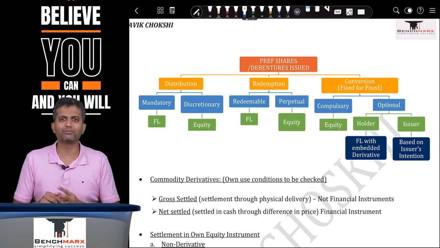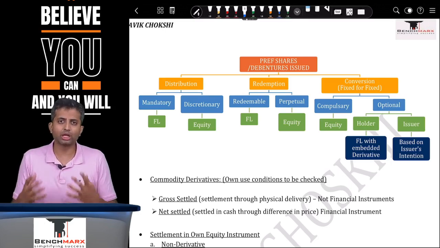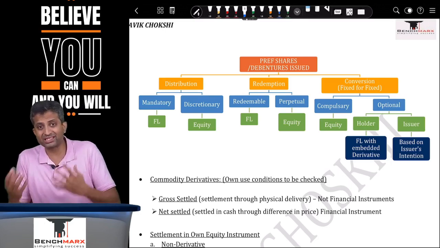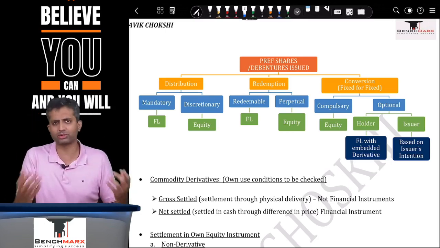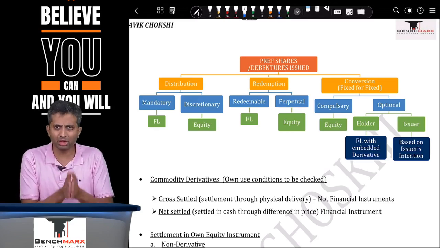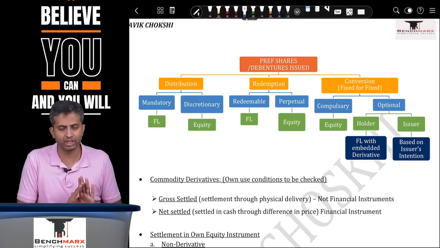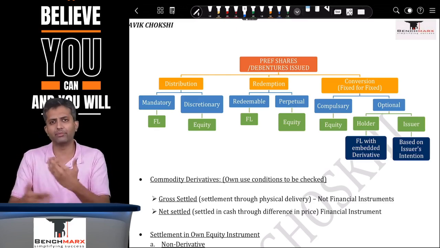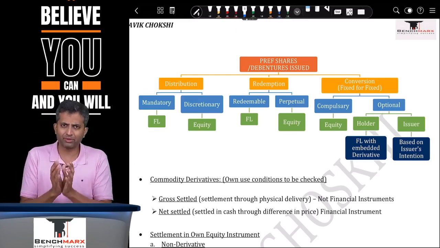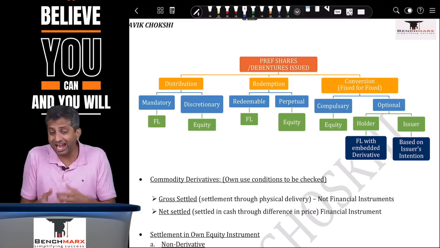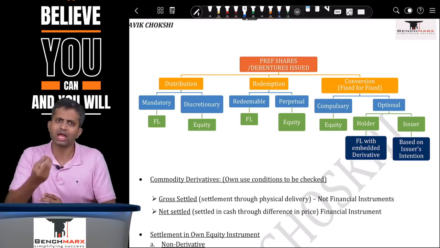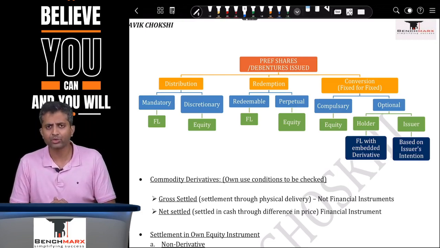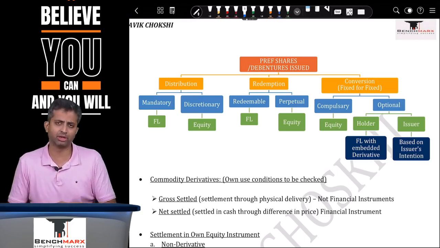The last thing that we have to see is conversion. Is the conversion happening for a fixed number of own equity instruments or a variable number? If it is happening for a variable number of own equity instruments, it is a liability for sure. But if it is happening for a fixed number, you have to look at the features. If it is for a fixed number of own equity instruments and it is compulsorily convertible, then it is in the nature of equity, at least the principal which is getting converted.